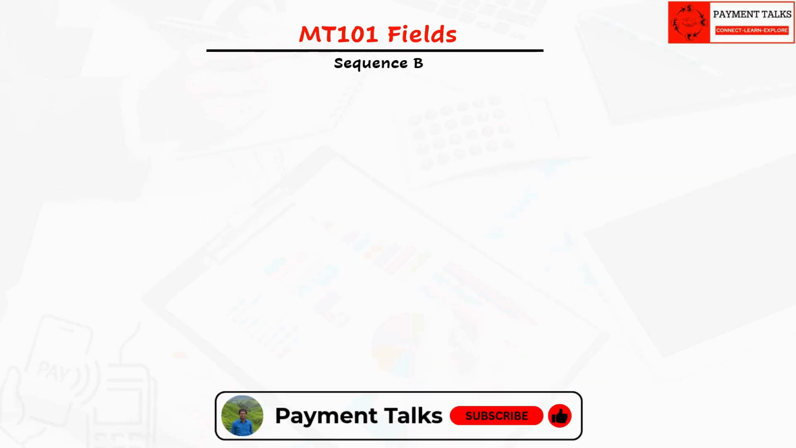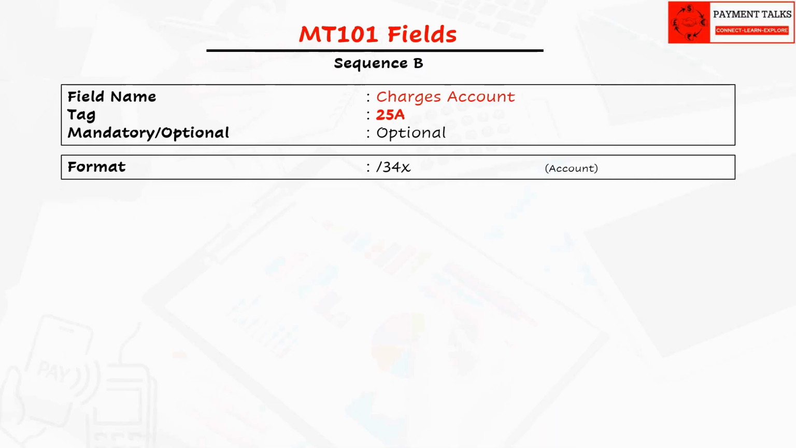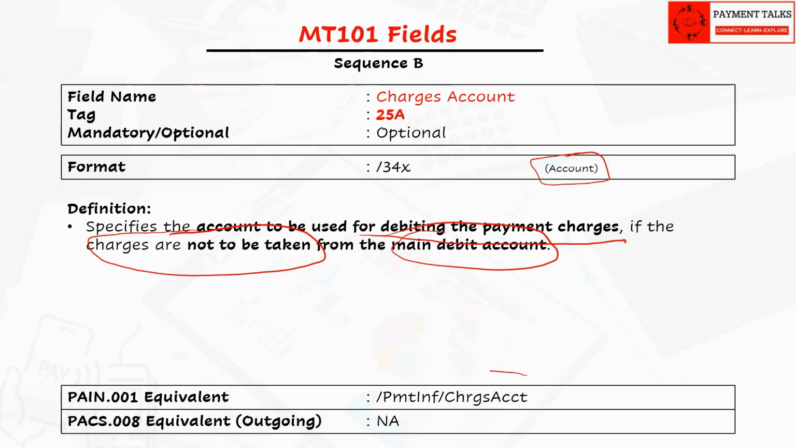The next field is charges account, tag 25A. This field is optional. The format is of the account number format /34x. This field specifies the account to be used for debiting the payment charges if the charges are not to be taken from the main debit account. The PAIN.001 equivalent field is charges account, only inside the batch level payment info. This is not needed to be carried forward in PACS.008, so it is not mapped into PACS.008.